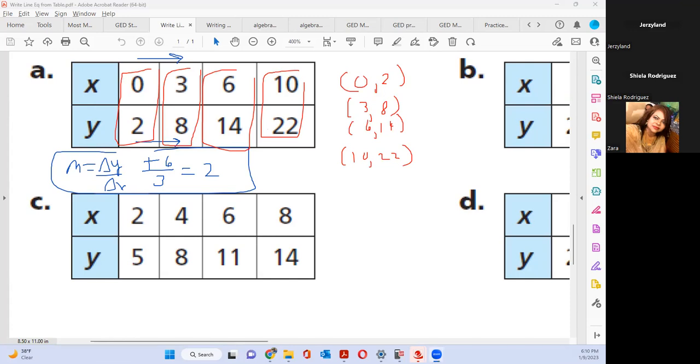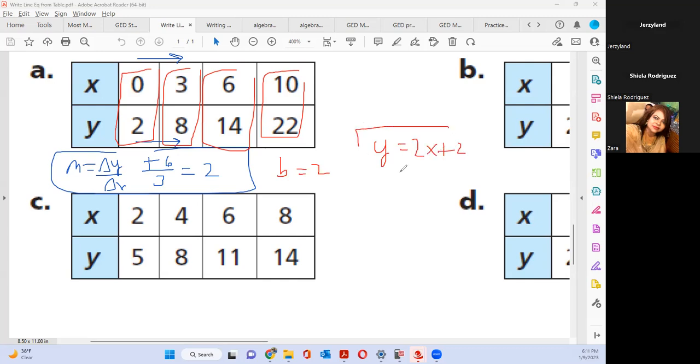So we have our slope, which was fairly easy too. Because x is 0 here, finding b is easy, right? So b is equal to 2. My equation of the line will be y equals 2x plus 2, right? So that's not hard.